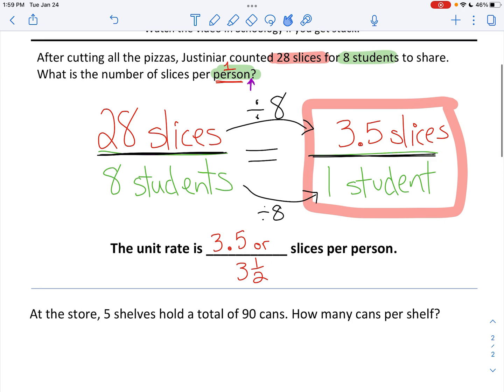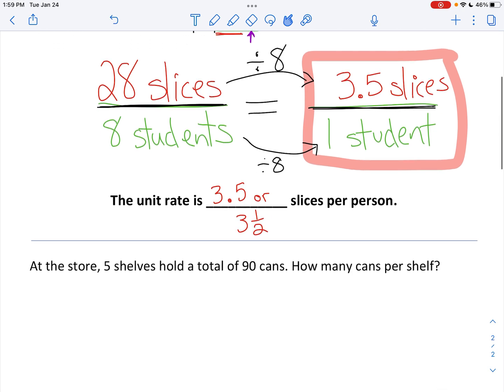So in the second problem, you have to think about what is there one of? The second problem is not one store, right? In the first sentence of the second problem, it says 5 shelves and 90 cans. One of those is going to change to 1. And when you figure out which one is the one, then you'll know what the denominator is.